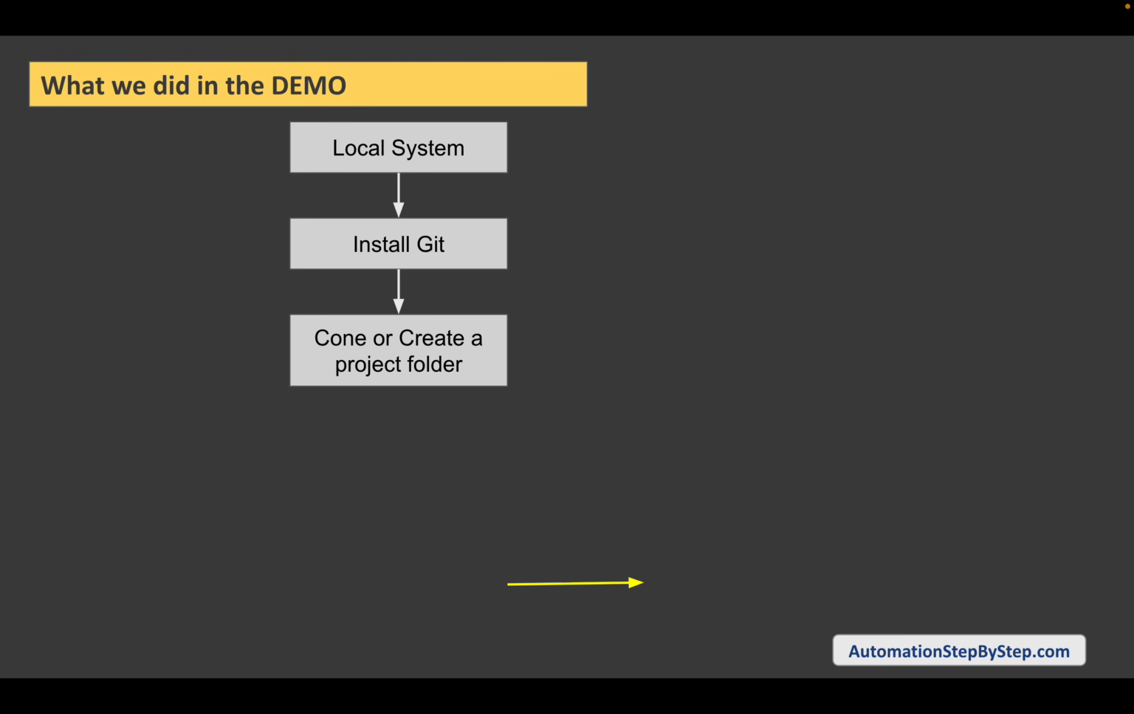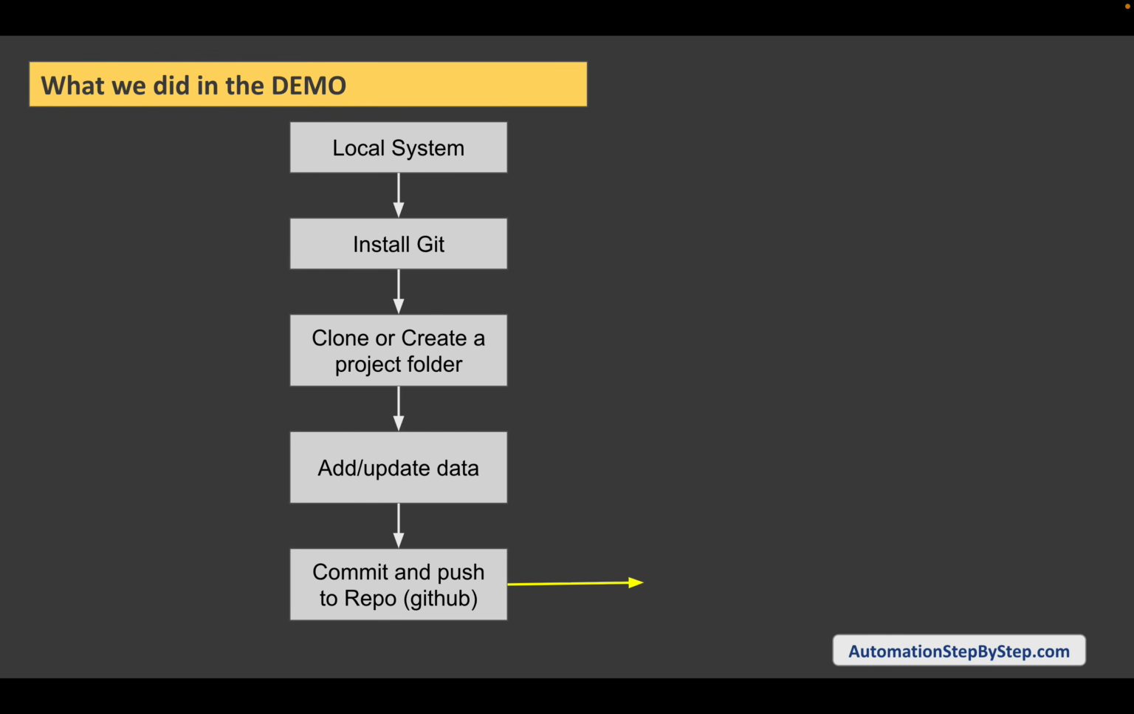We can also clone this folder from the repository, or you can create a new fresh project folder. Then we added or updated some data in the project folder, and then we committed and pushed to the repository on GitHub. And of course, we also have to connect to our GitHub repository using our Git commands that we have already seen.